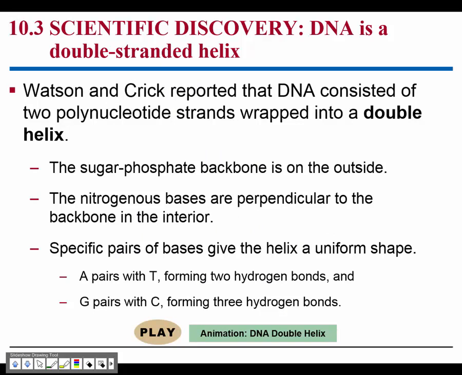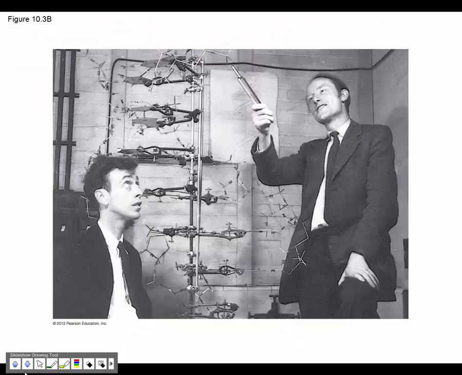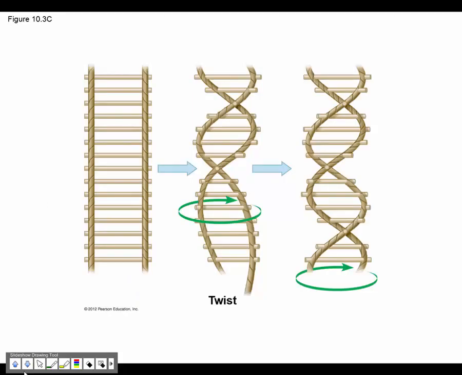structure of DNA. And so Watson and Crick reported that DNA consisted of 2 polynucleotide strands wrapped into a double helix. And so you have the sugar phosphate backbone. The nitrogenous bases are perpendicular to the backbone, and specific pairs would give a uniform shape, A with T, G with C. And notice they form hydrogen bonds. So there's a famous picture of Watson and Crick explaining the structure of DNA. So this is how you can kind of think of it.